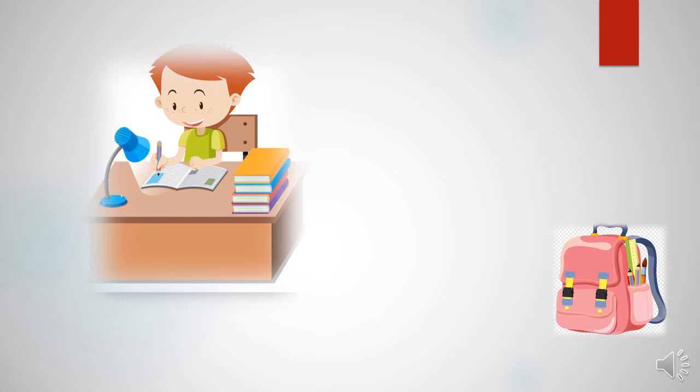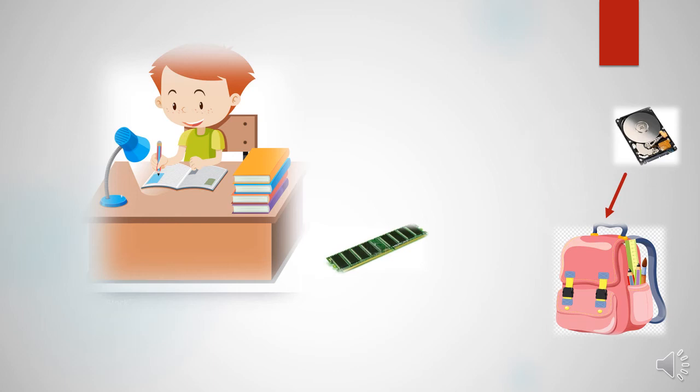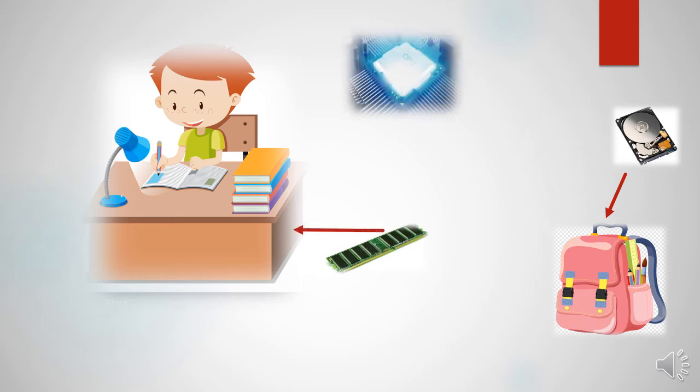Now, hard disk is just like your bag. RAM is just like this table. And CPU is just like your brain.